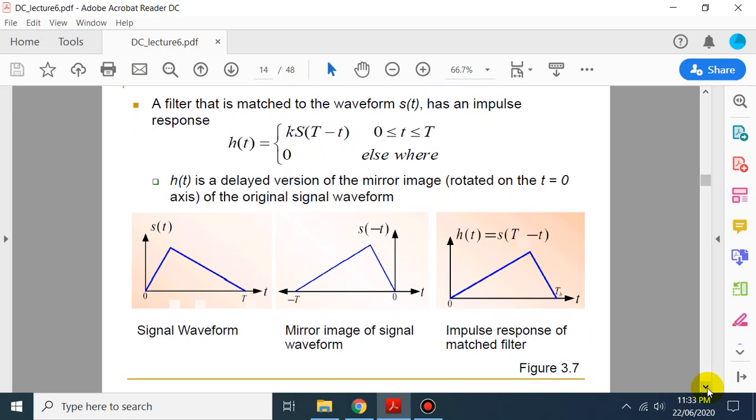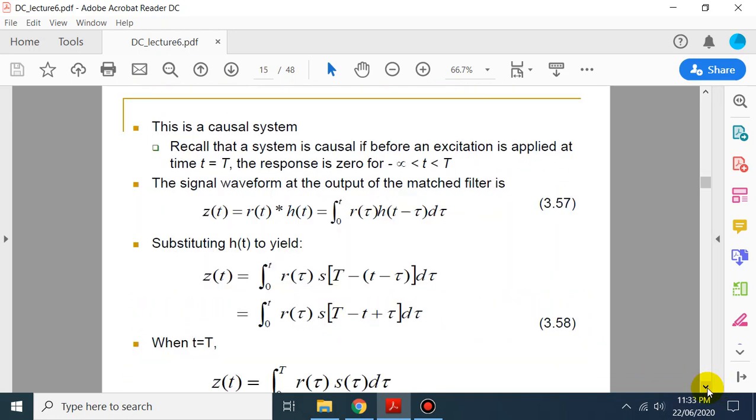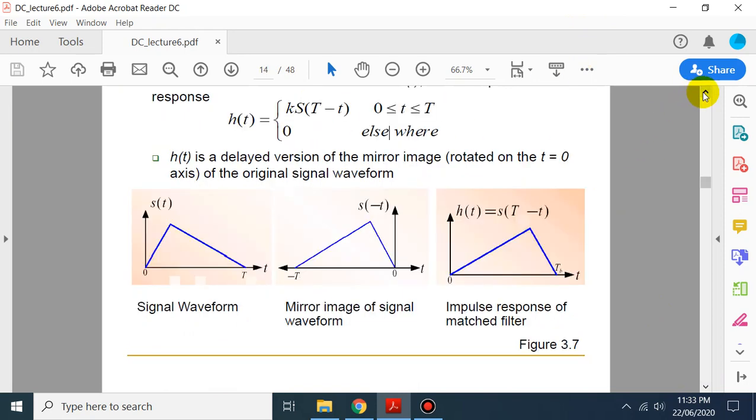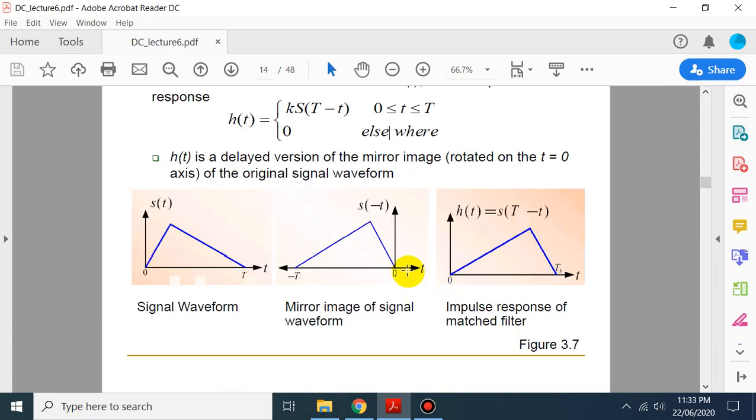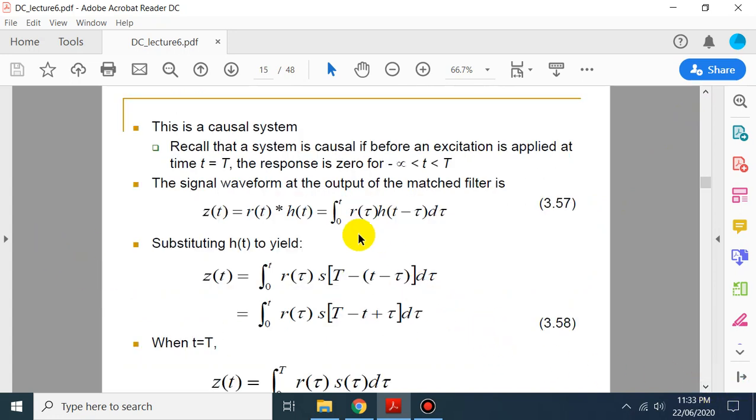Now moving further, from this graphical representation, we come to know another observation: this is basically a causal system. Recall from your signals and systems course that a system is causal if, before an excitation is applied at t is equal to T, the response is 0 from minus infinity till T. You can see from here as well that we are not getting a value before capital T here. The response is 0.